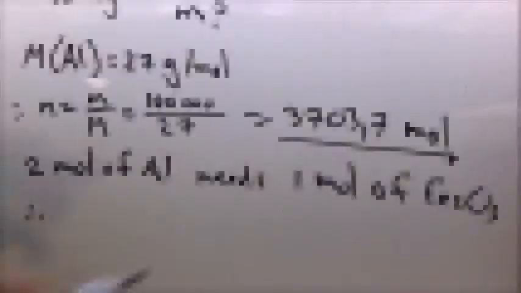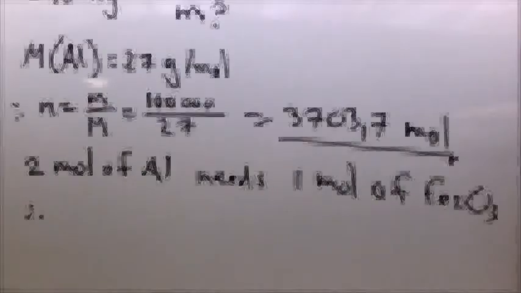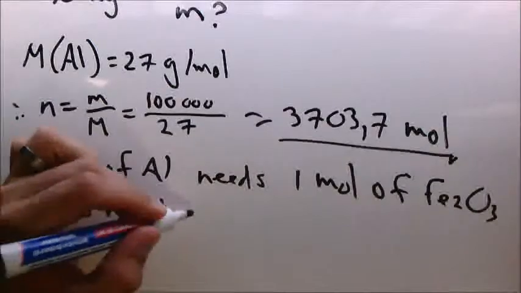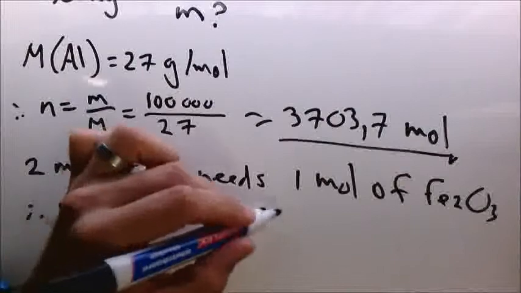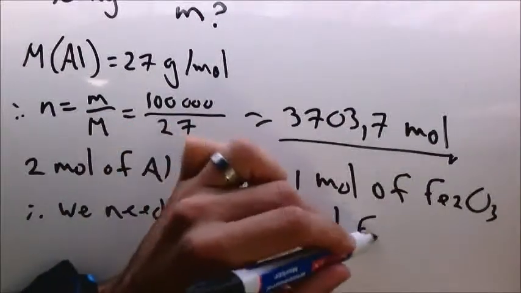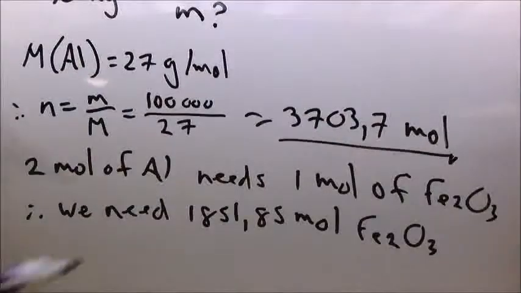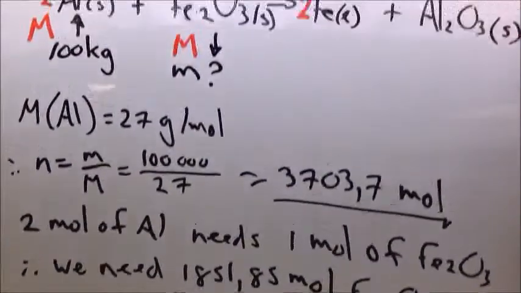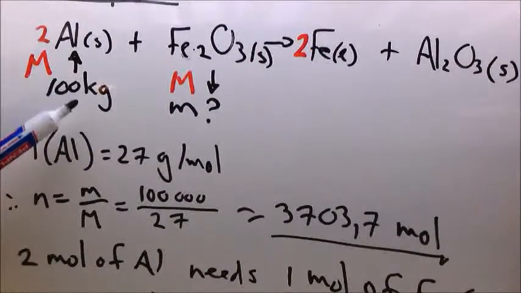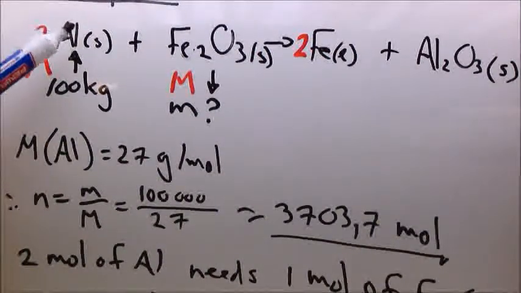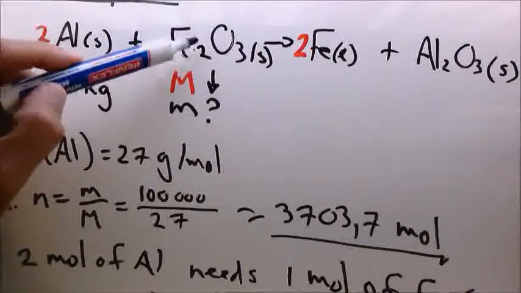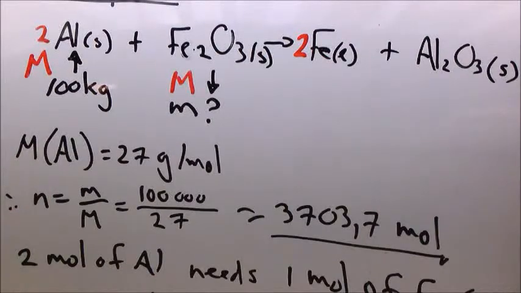Therefore, now we take the 3,703.7 divided by 2. Therefore, we need 1,851.85 mole iron oxide. Okay, so what have we done? We've gone from the 100 kilograms to the actual reaction, and then you got onto the train, to moles, right? Then we move through the molar ratio to this one. Now we just need to convert it back to mass.